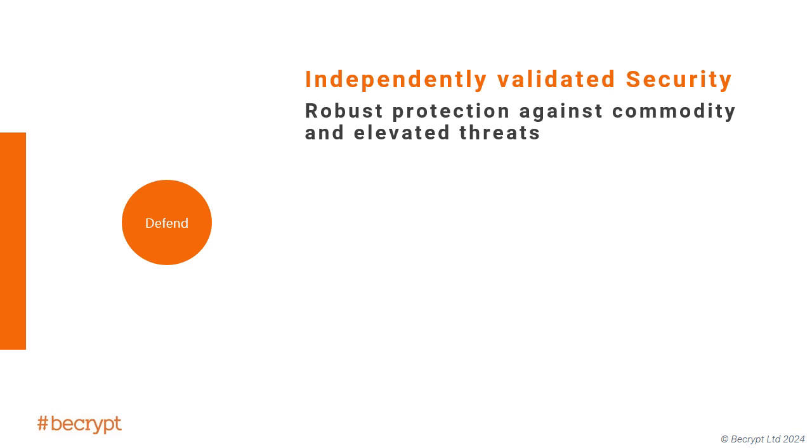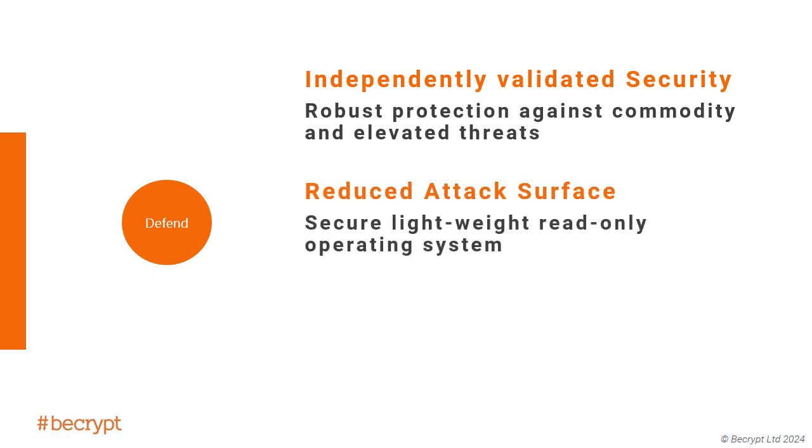Defend is about ensuring that Paradox is not susceptible to commodity attacks and has an architecture that provides robust defense against more targeted attacks. This is achieved partly by reducing the attack surface. Paradox is a stripped-down operating system with much of the code present in general-purpose operating systems that can introduce vulnerabilities removed. Paradox uses a read-only system partition, so if there is a targeted attack, the adversary can't use the device storage itself to gain a foothold.